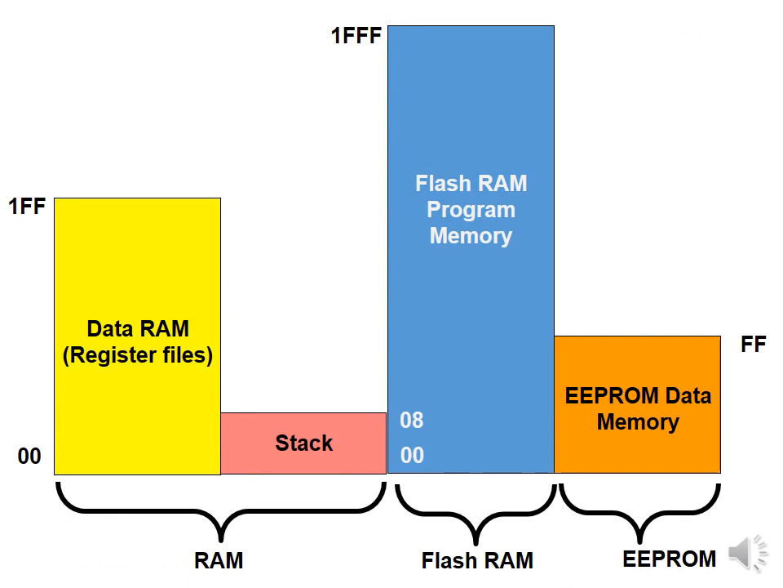The PIC16F877 has 4 memory blocks. These are the data RAM, which is implemented as RAM, the stack memory, which is implemented in RAM, the program memory, which is implemented as flash RAM, and the EEPROM data memory, which is implemented as EEPROM.